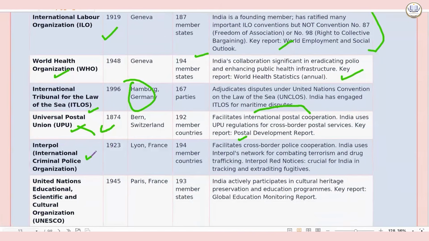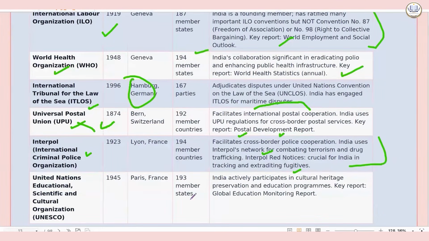International Criminal Police Organization, 1923, headquartered in Lyon, France. It facilitates cross-border police cooperation. India uses Interpol's network for combating terrorism and drug trafficking. Interpol, you must have heard of the Red Notice. It is crucial for India in tracking and extraditing fugitives. We have made regulations as well, fugitive economic offender.